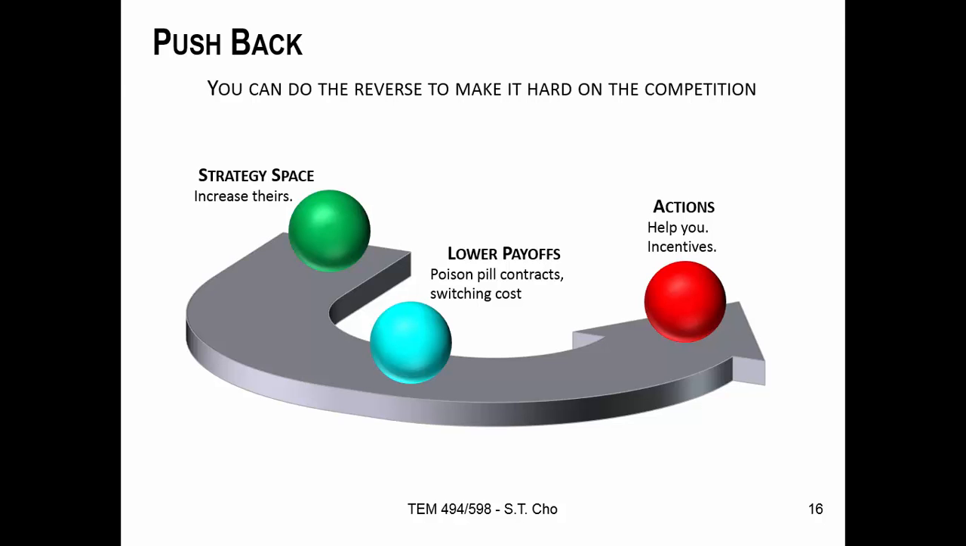You have poison pills in your cell phone contracts. If you switch out, there are penalty fees. Or what actions can help you, and that's like, can you create other incentives? So these are the types of things you can do. So you can calculate a game, but then you can think about, okay, well, how can I change the game? And that's why this is a really useful exercise in mapping.